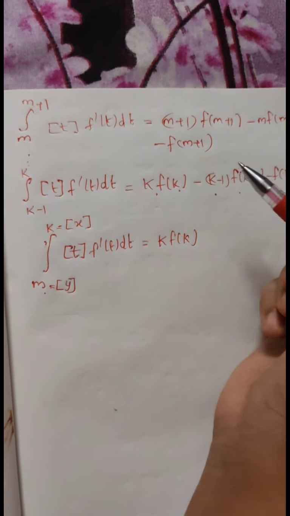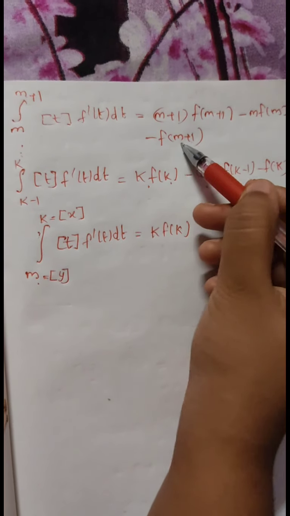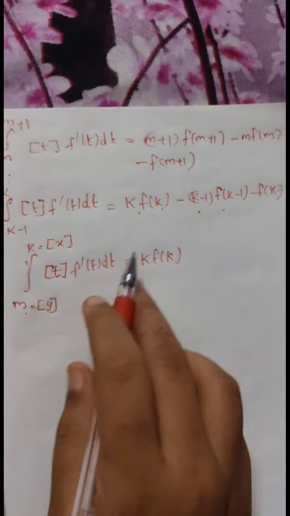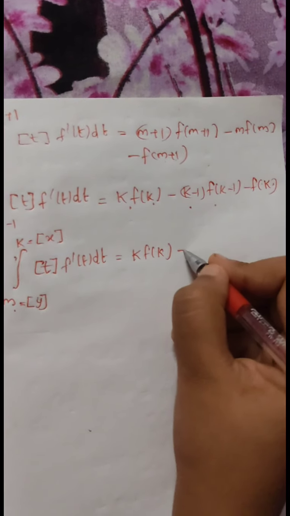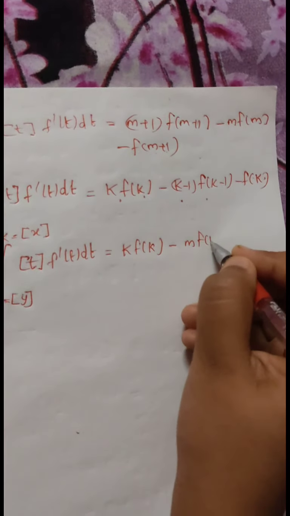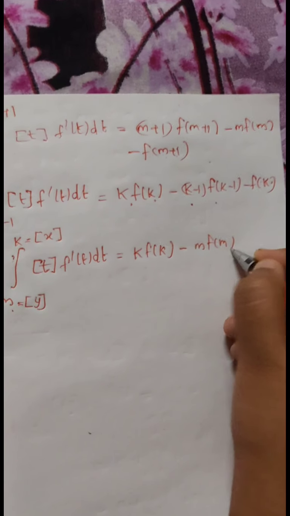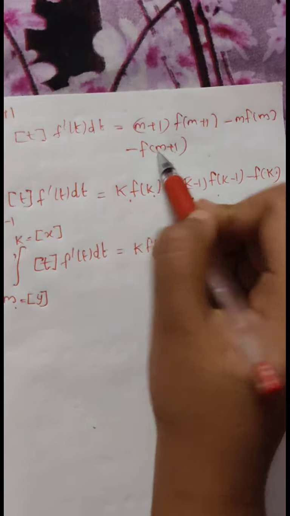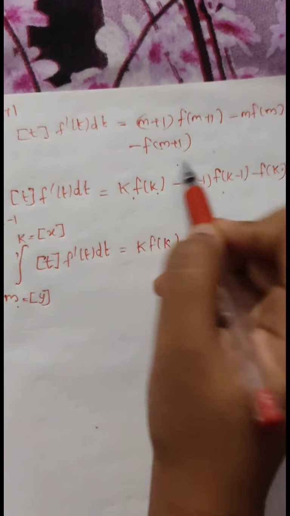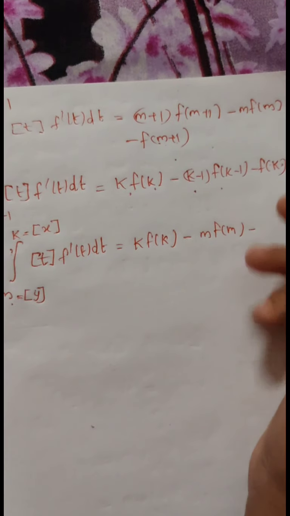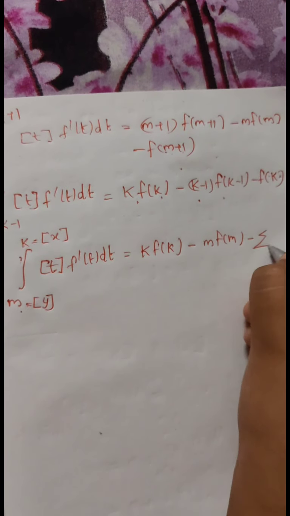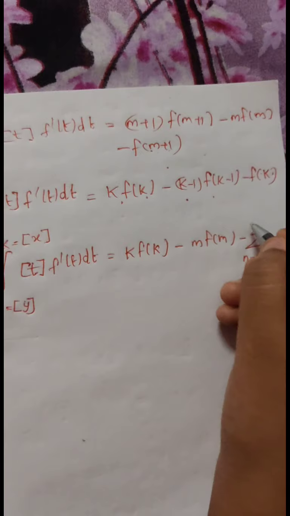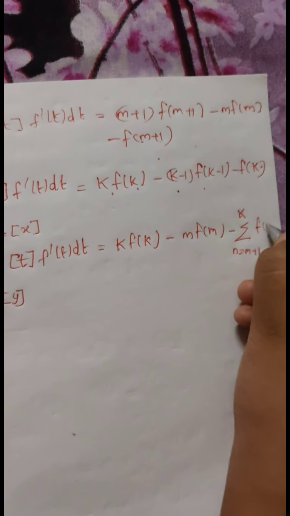These f of m plus 1, f of m plus 2, up to f of k will be there. So I can write k f of k minus m f of m minus, I am summing this. We have f of m plus 1 minus f of m plus 2 etc. minus f of k. So I am taking it as summation, n from m plus 1 to k, f of n.